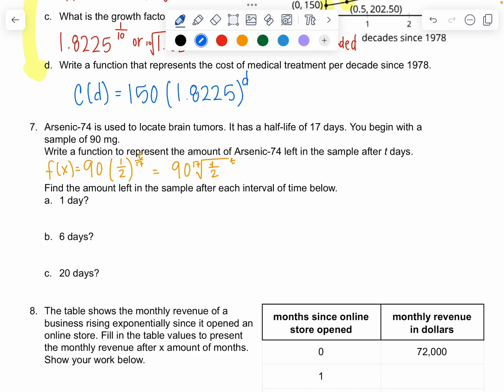So after 1 day, plug in 1/17 to your exponent, and you'll get 86.40 milligrams. And then plug in 6 days. And plug in 20 days.